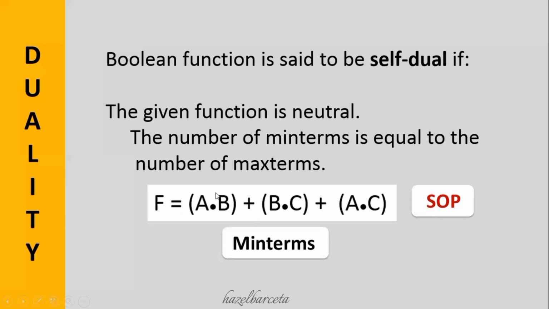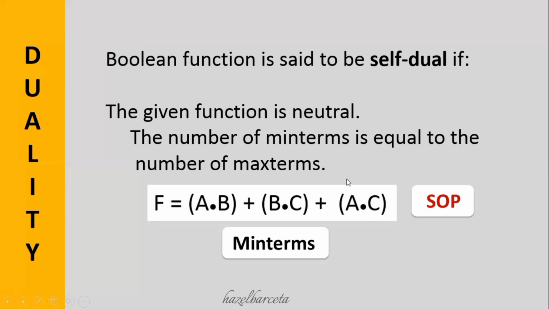Ayan. Mean term, mean term, mean term. Sa SOP, ang meron po tayo ay mean term. So, kapag multiplication, mean term po yan. Ang sabi po dito, dapat equal daw po yung number ng mean terms at max terms. So, dito we have 3: 1, 2, 3. We have 3 mean terms.